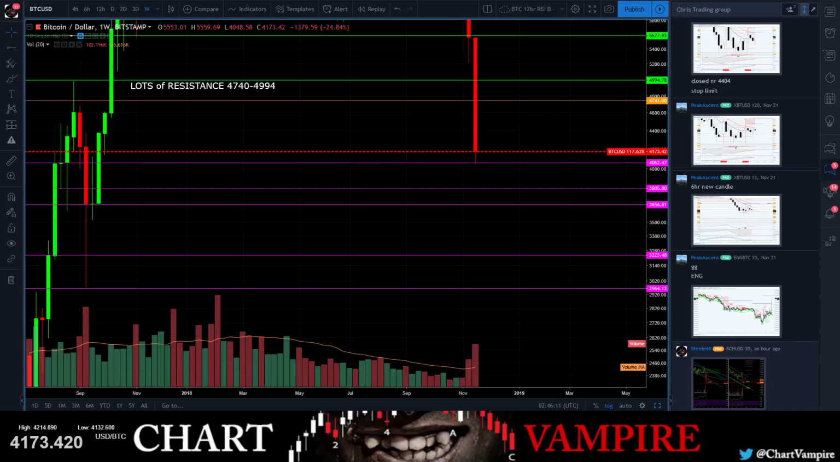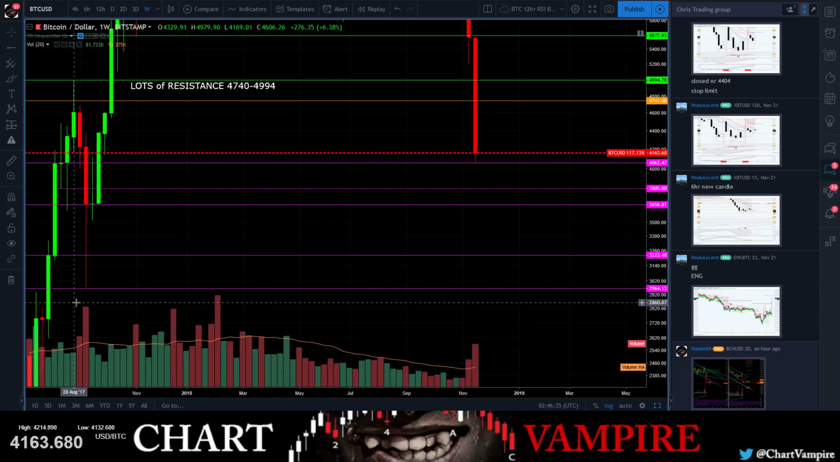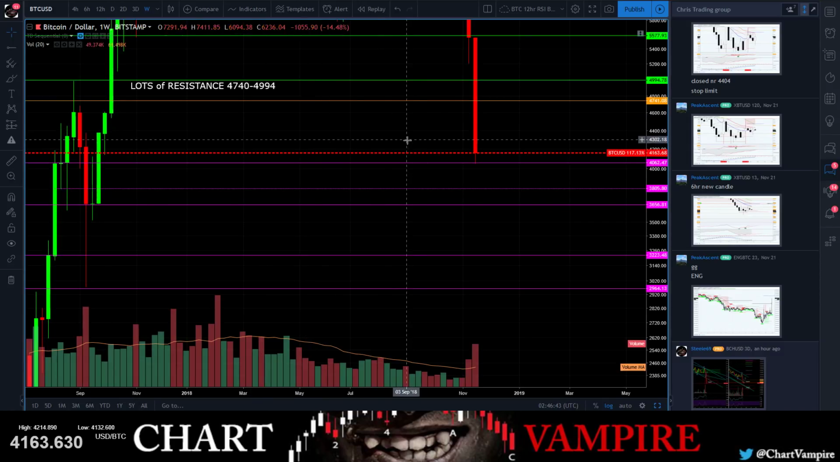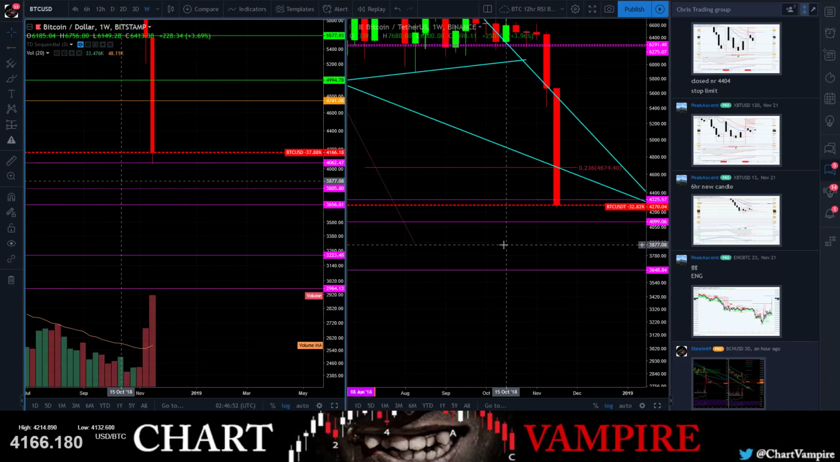Supports. Let me list these out. 3,805, 3,223, and 29. Let's just call it 2960-ish to 3K. Okay. So now we still have to pierce this. We haven't come back down and tested this lower level once. We've been really just testing, banging on the trend line, right?